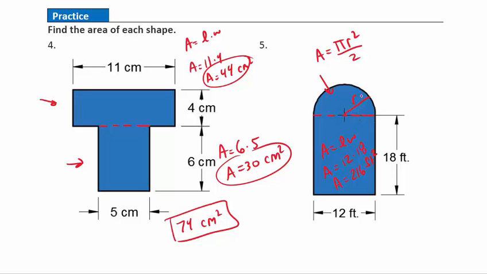That's going to be 6. So my radius then is 6. So let's take a look at my formula then. I'll have pi times 6 squared divided by 2. So pi times 36 divided by 2.